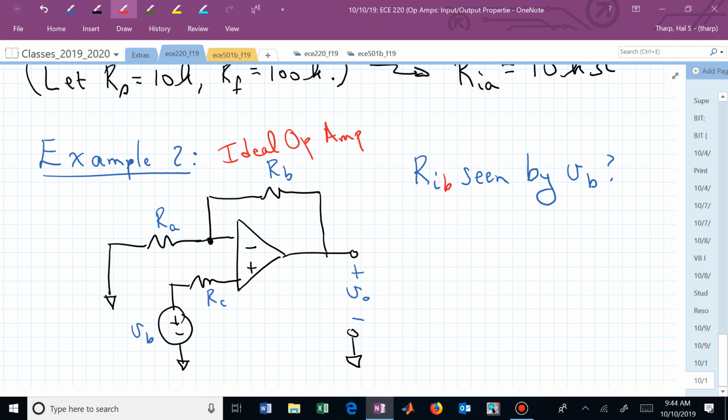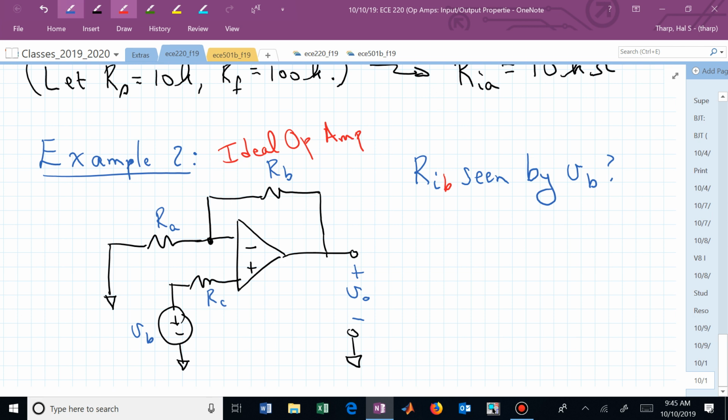This question is a little different, isn't it? We're asking for the resistance seen by the source, not directly at the input pins. The amplification, the open loop gain, capital A, we're assuming is going to infinity. And we're assuming that the output resistance of this op-amp is 0. Those are the three main points of an ideal op-amp.